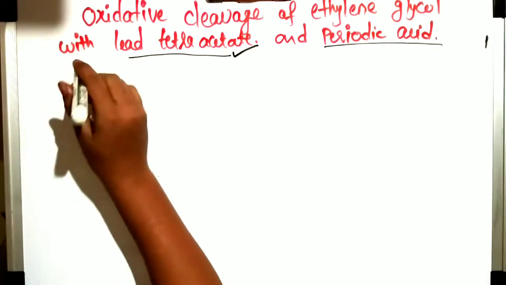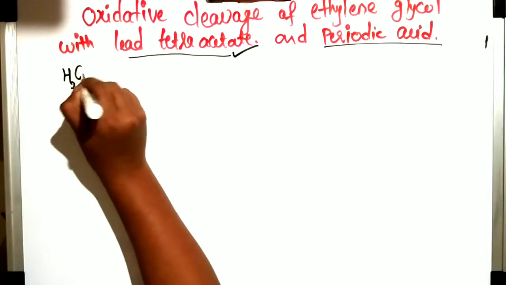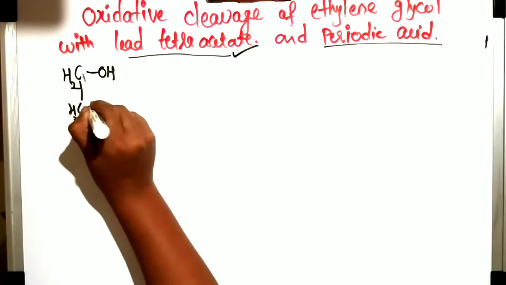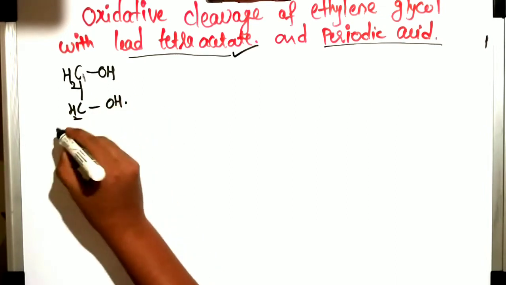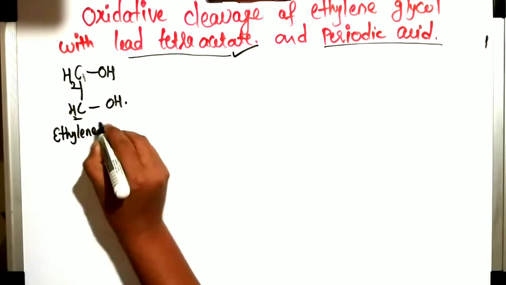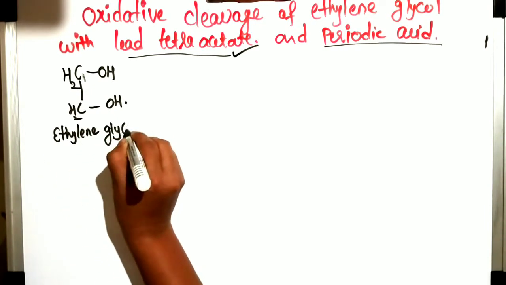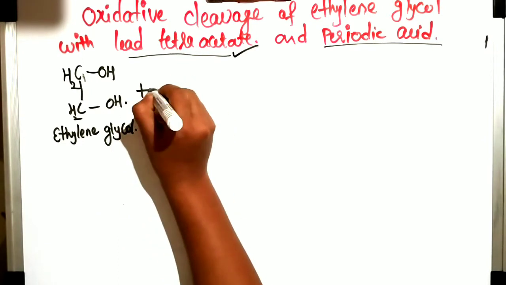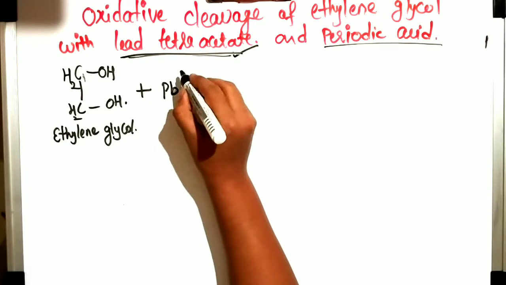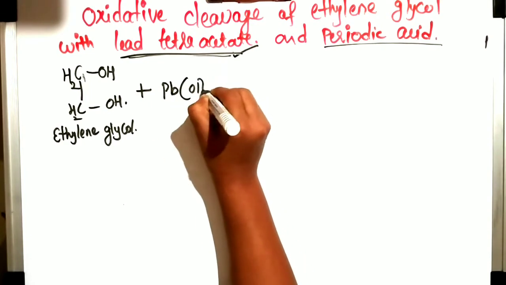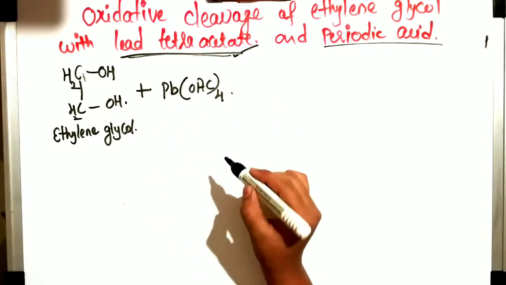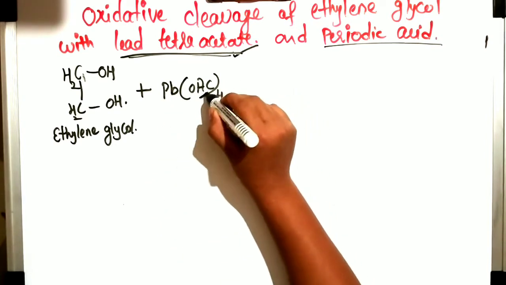CH2OH, CH2OH. So what is this? Our ethylene glycol. So with the lead tetraacetate, Pb(OAc)4. I will write acetate as OAc four times. Lead tetraacetate, where OAc means acetate groups.